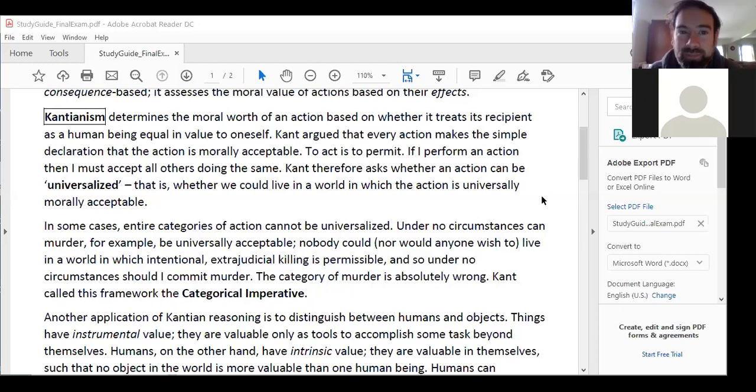Right? So does that kind of make sense, or have we kind of latched onto that idea?